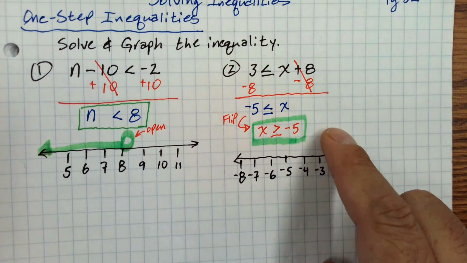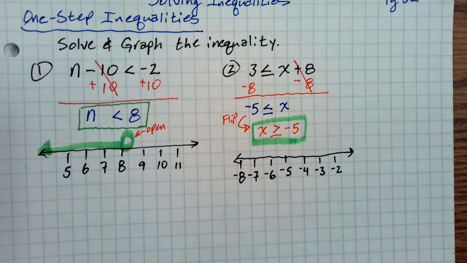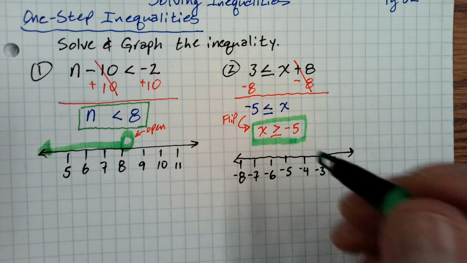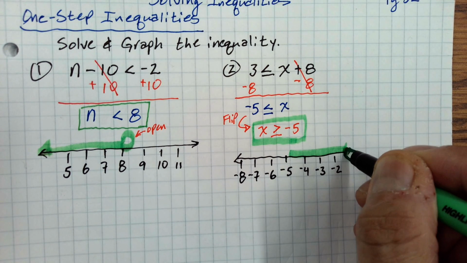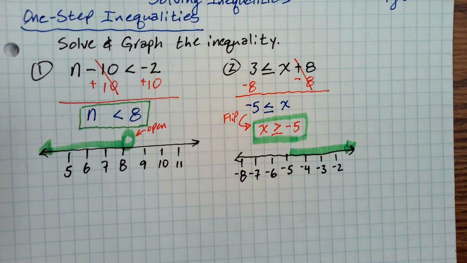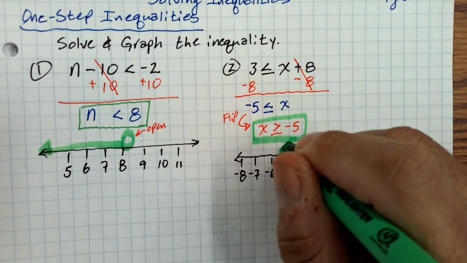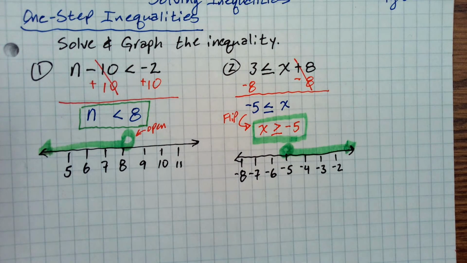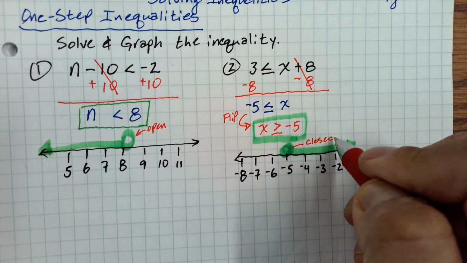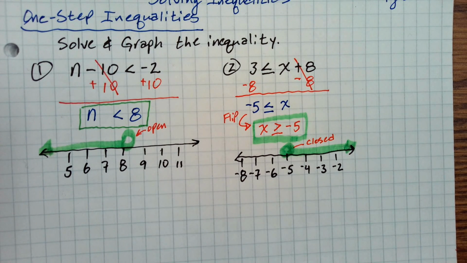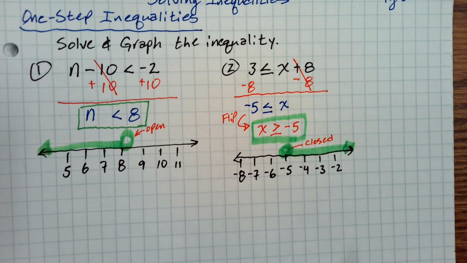So looking at this one, I see that I want all the numbers greater than -5. Now, is -5 going to be part of the solution? So this is going to be a closed point. So when you have the equal to part, you want a closed point. Okay.